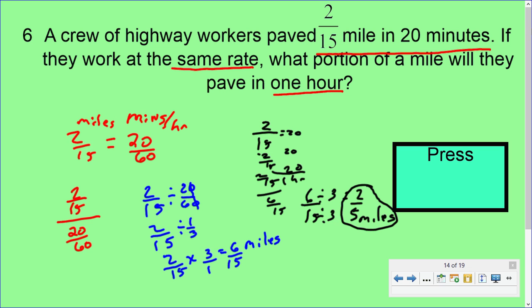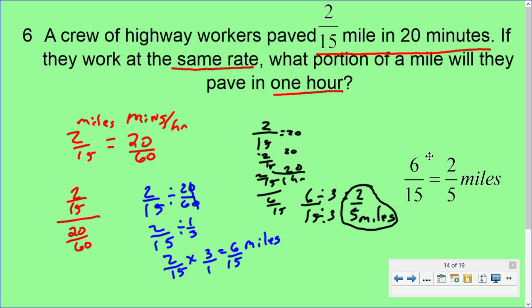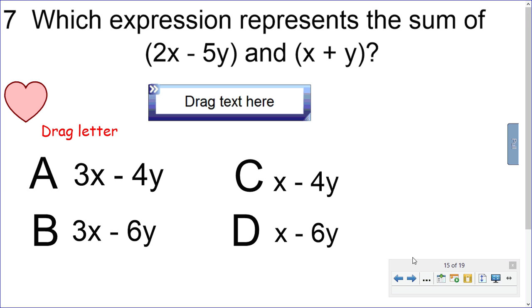So I hope you found it useful both ways, just doing a little complex fractions. So 2/5 miles was our answer. Let's look at another question and then call it quits. Which expression represents the sum of 2x minus 5y, and x plus y?